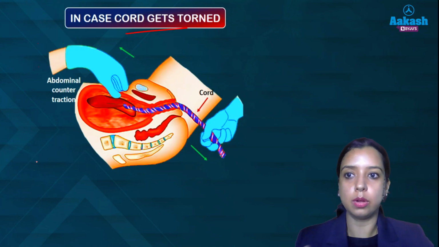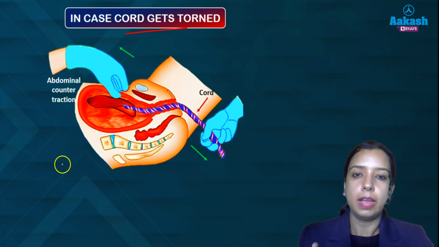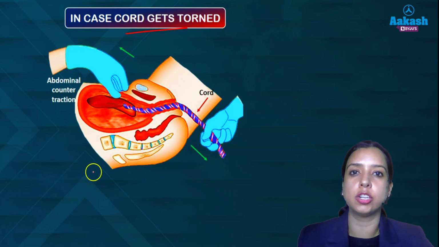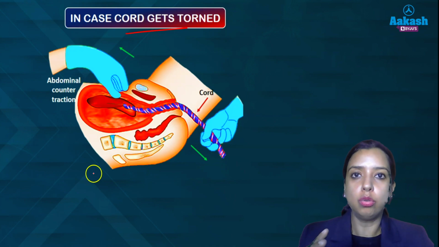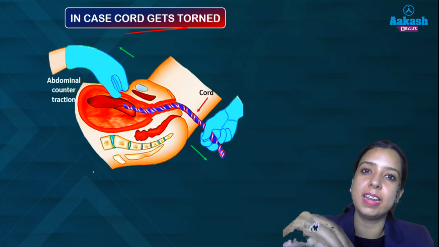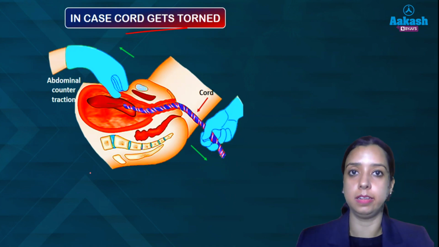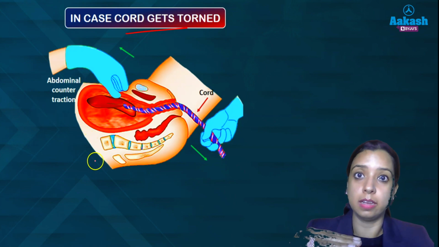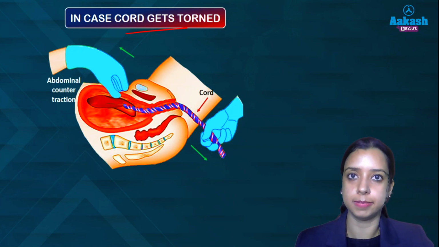The question when asked about this, one option was Credé's method. What is Credé's method? In very preterm IUD babies, the cord is not torn, but it is fragile. If you do traction, it will tear off. So in such small, early preterm babies, you press the fundus so that the placenta can expel on its own. That is Credé's method. Here you will not do Credé's method. It's a full term, full grown uterus. You cannot compress the uterus here. So here manual removal is the answer.